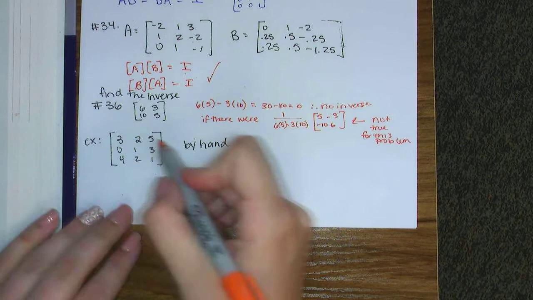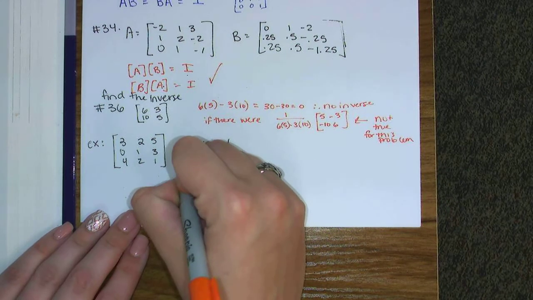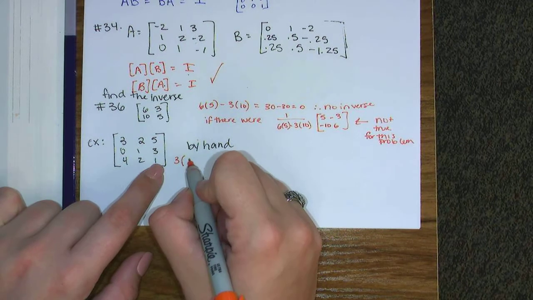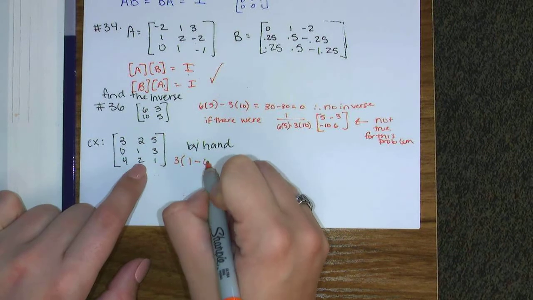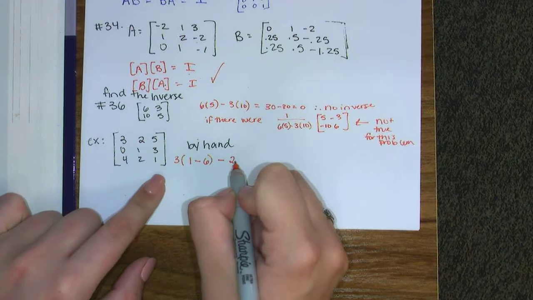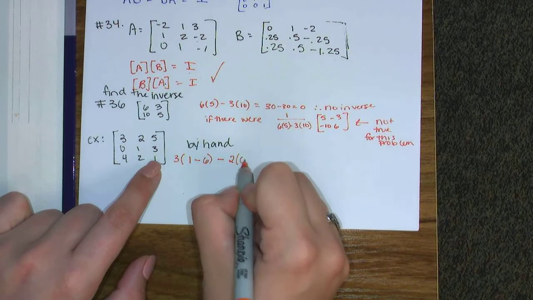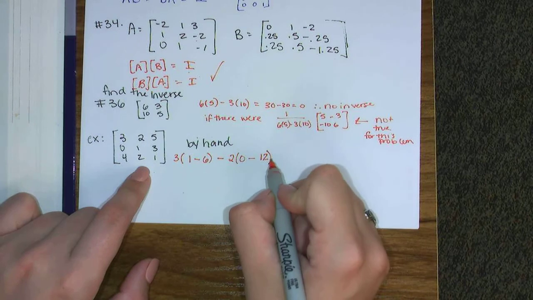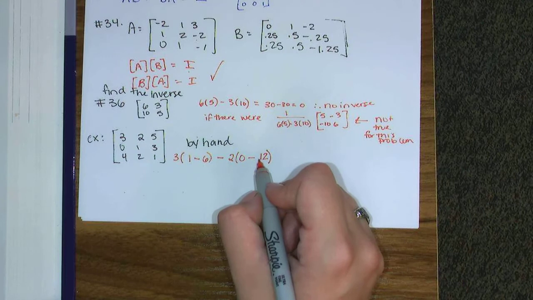So the first thing I have is going to be 3 times, so 1 times 1 is just 1 minus 3 times 2 is 6. Now outside it's minus 2 times 0 times 1 is 0 minus 3 times 4 is 12. And this is simply coming out of, I'm just not writing all the little numbers in here, because it follows the pattern.